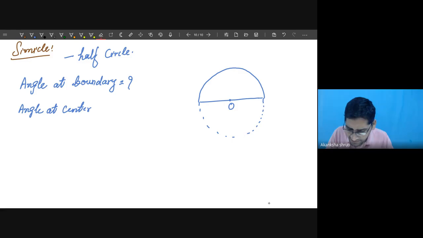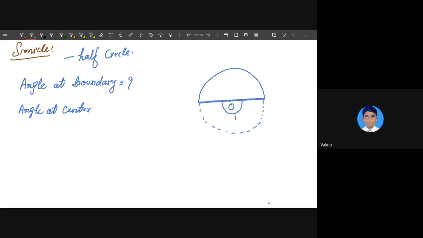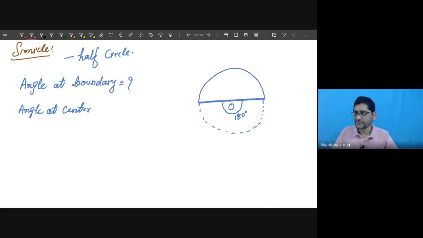In this case, we can observe what will be the angle at the center, students. Can anyone tell me? The line passing through the center is the diameter, and it is a straight line. So what is the angle here? How much angle is it? Very good. It is 180 degrees. So if I consider the point P anywhere here, what will be this angle?